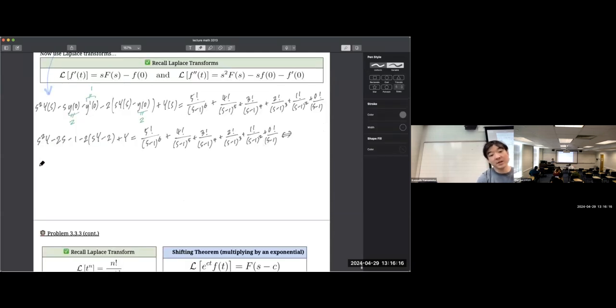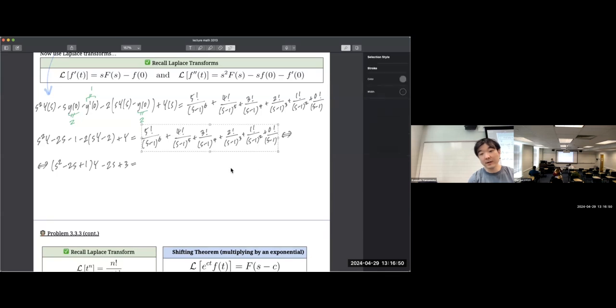Now we're just solving for capital Y. So I'm just going to take everything that I see that has Y on this side. So it's going to be S squared minus 2S and then plus 1 Y. And then there's a 2S, so it'll be minus 2S. There's a negative 1, but then you're adding 4 to it, so it'd be plus 3, is equal to this giant thing again.